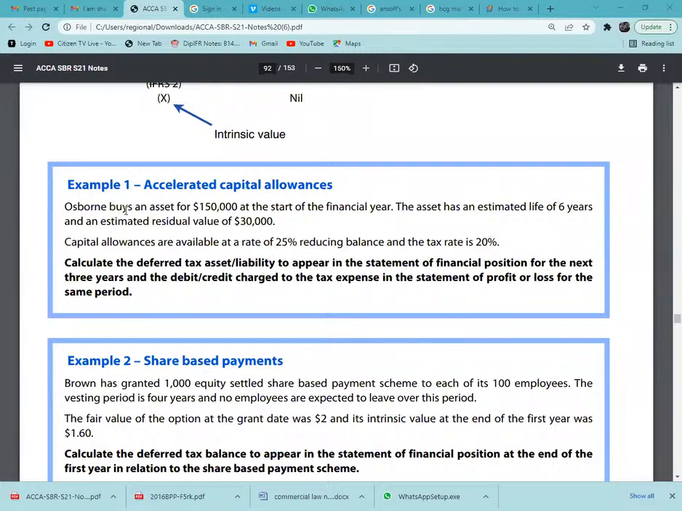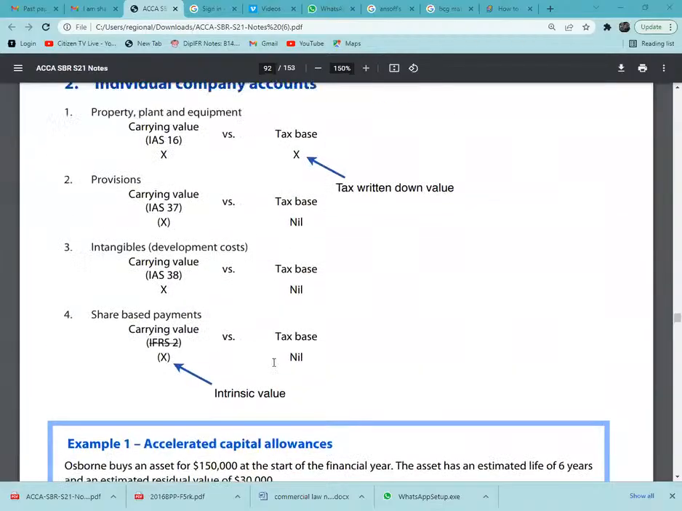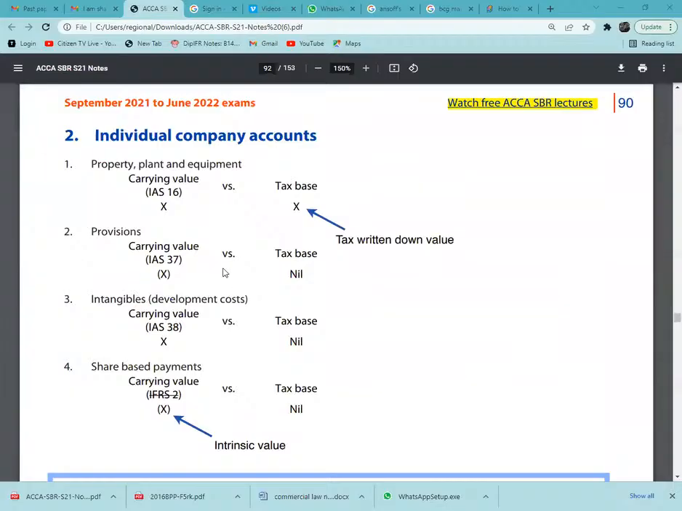In the past papers, you will like this. First, there is something here: if you look at your past paper, this is an individual company. Carrying value of an asset, tax base. Know this: all provisions have a nil tax base. Intangibles, the same, they have a nil tax base. If you're told that employees are getting share-based payments, they also have a nil tax base.